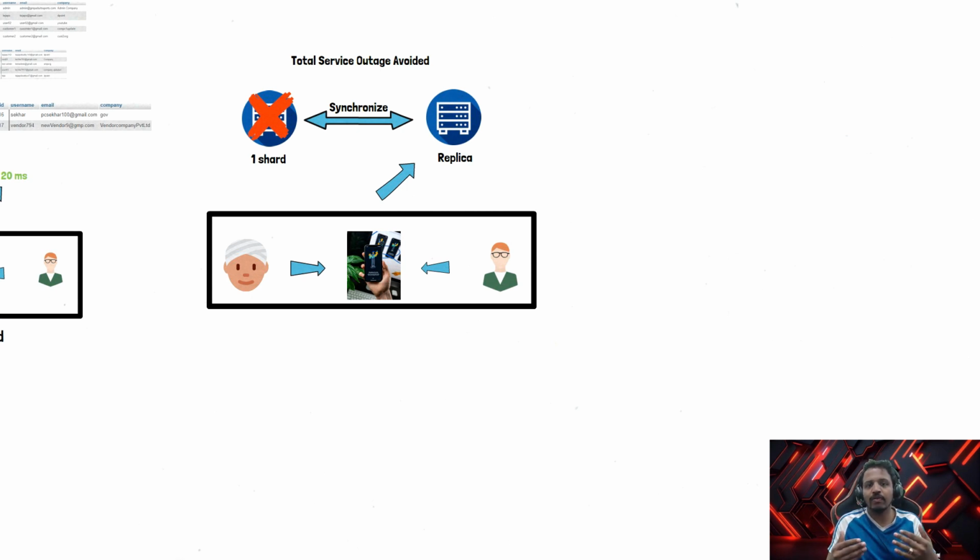So that's how even the service outage can be avoided. It can be avoided when it was one database itself, but in this scenario the risk is less and the efficiency with which the failover can be done is increased.